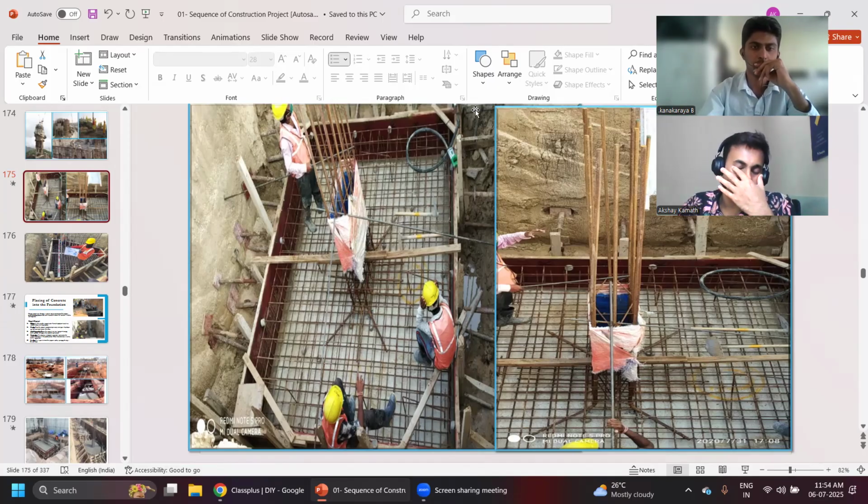Okay, fine. Another thing is you have to check the dimensions of the shuttering. The length and the breadth you have to check, and then the diagonal also you are supposed to check. Along with that, you have to check the reinforcement also according to the drawing. You know how to read the drawing and all, no? Yes sir, I can read, sir.